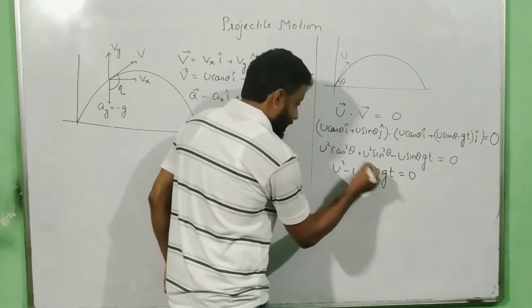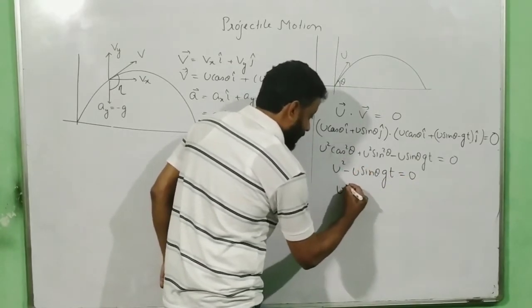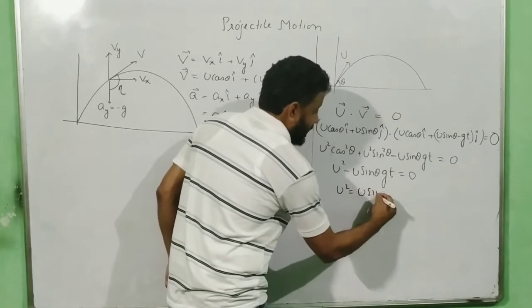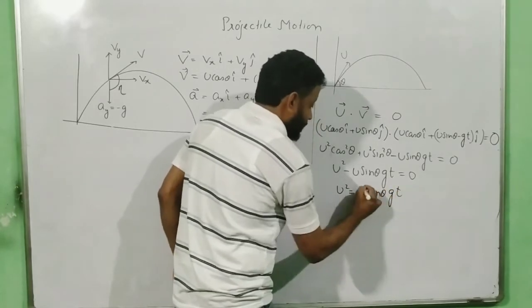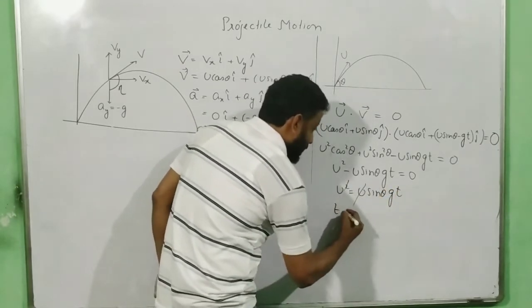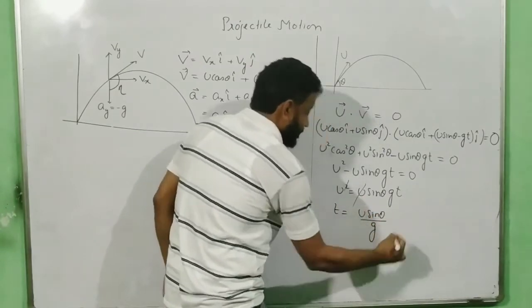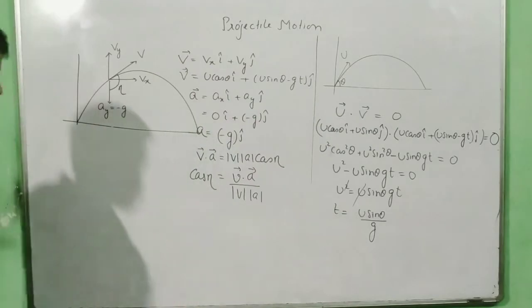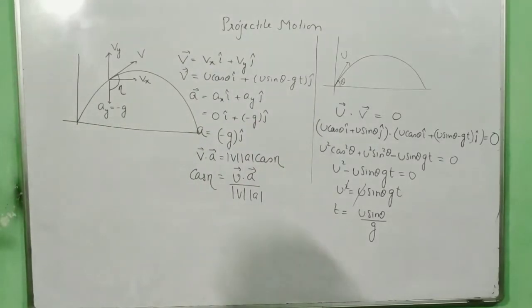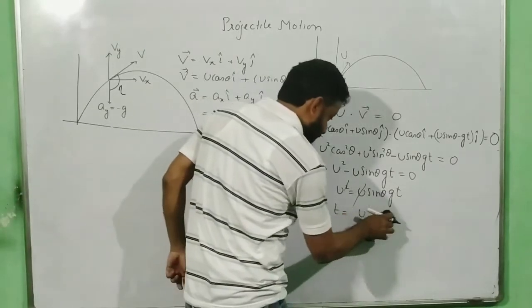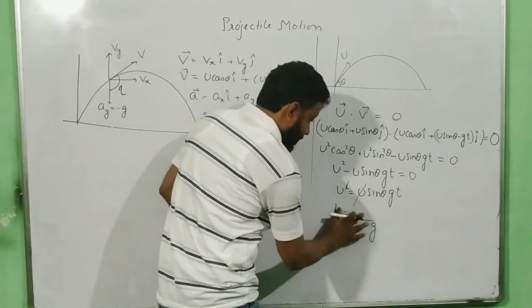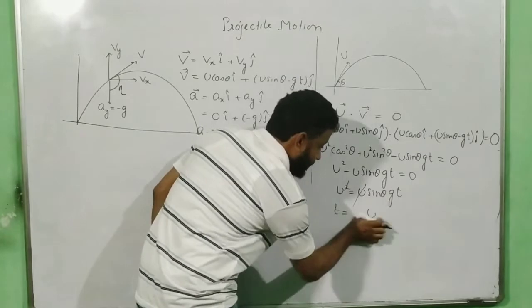So one of the u will get cancelled out. Or you can write it like this: u equal to sin theta multiplied by gt. So what is t? t is equal to u divided by g sin theta.